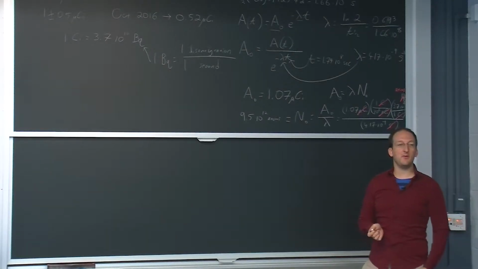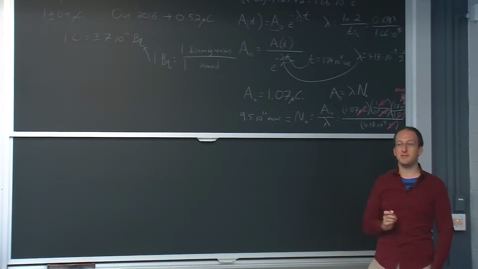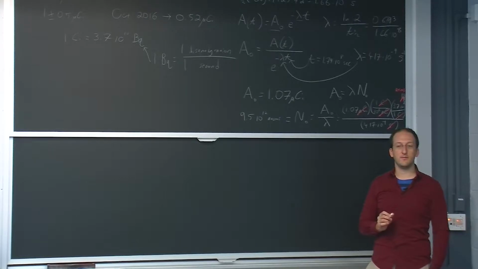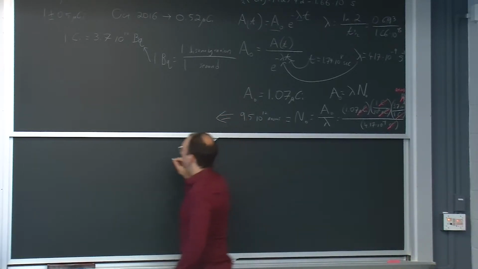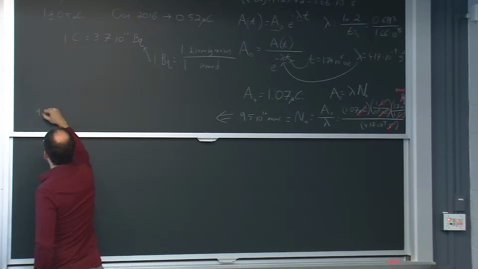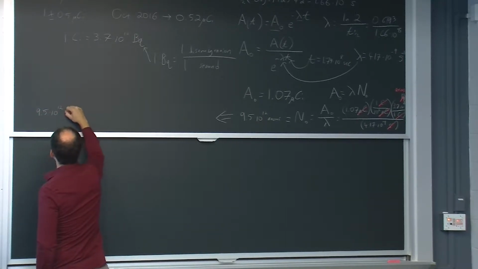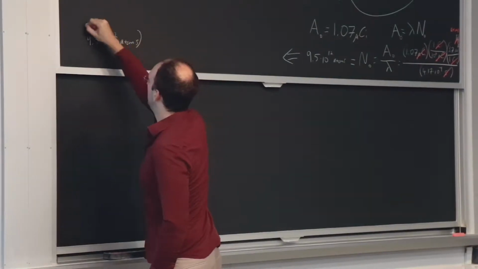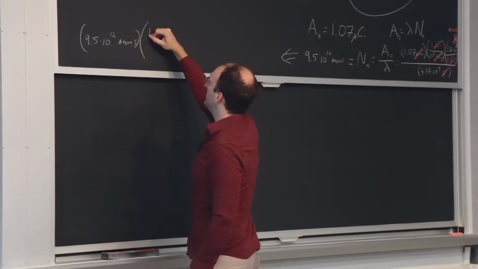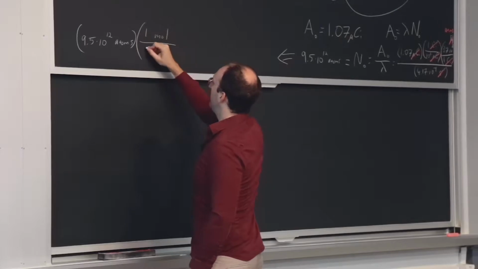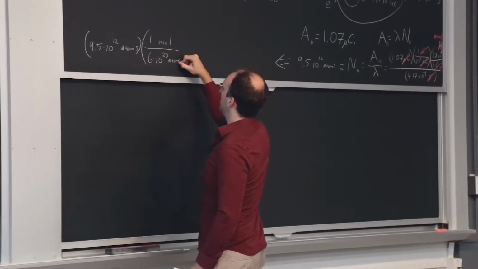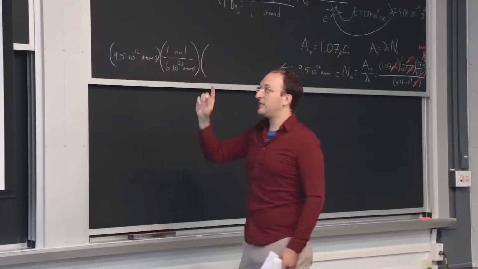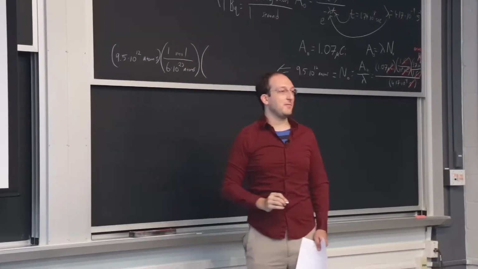So the final step, how do we go from number of atoms to mass? Anyone tell me? Convert it using Avogadro's number, moles. Yep. So the last thing we'll do is we'll say we have 9.5 times 10 to the 12th atoms times Avogadro's number, which is 1 mole in every 6 times 10 to the 23rd atoms. And then we go to the table of nuclides to get its atomic mass.